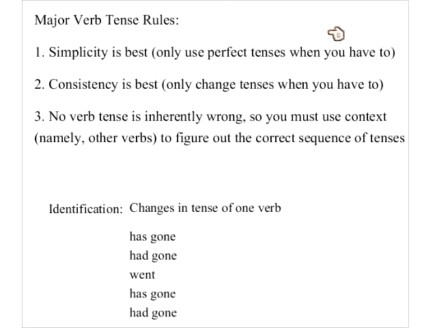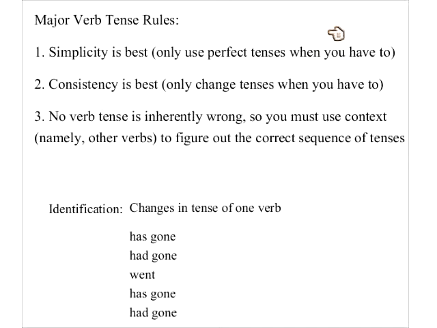No verb tense is inherently wrong. In other words, I can say, I went to the store, I will go to the store, I am going to the store, etc. Right? None of those are inherently wrong. What makes a verb tense wrong is that it's used out of context. It is the wrong tense based on other verbs in the sentence. So in order to do verb tense questions correctly, you very often need to look to the other verbs. In fact, I would say you always need to look to the other verbs in the sentence to give you context. Okay?